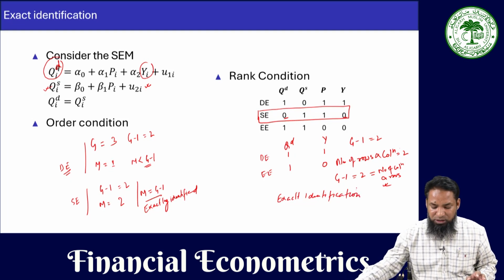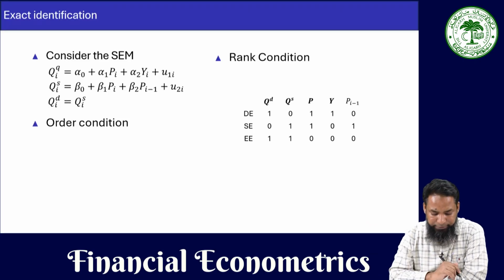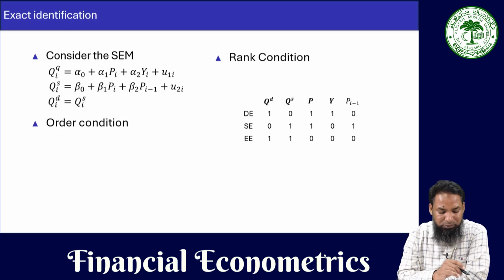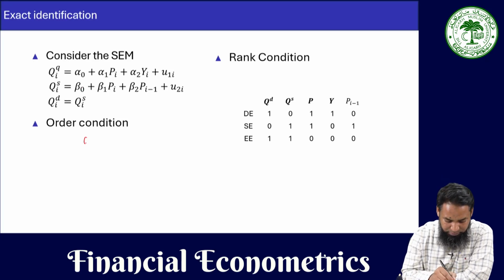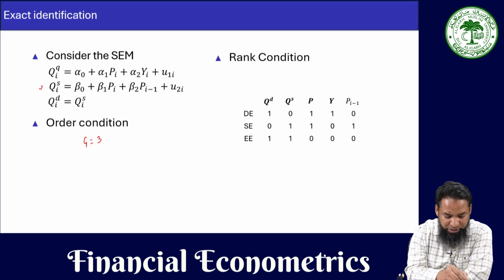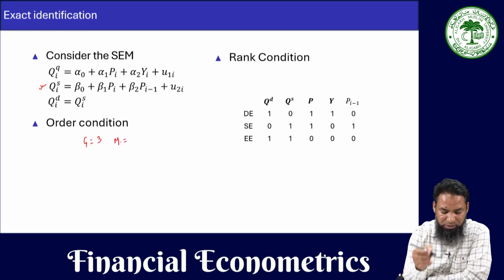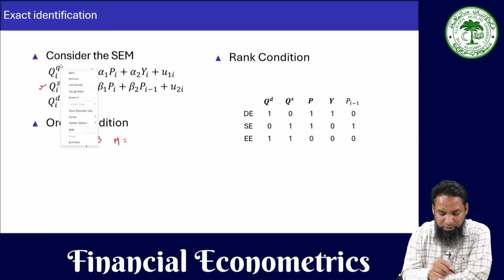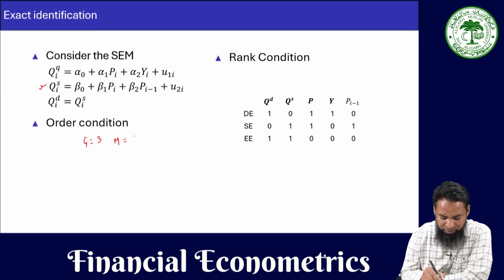Now let us consider the third situation here. In this condition, G, the number of endogenous variables, is 3, and let us take the supply equation here. M is the number of missing variables. We have the quantity demanded and the income missing, so basically we have 2. So G minus 1 is equal to 2, which is equal to M. That means it is identified here.